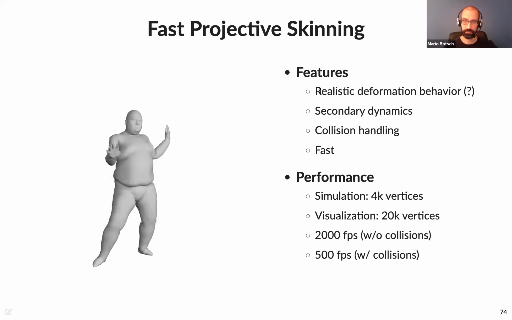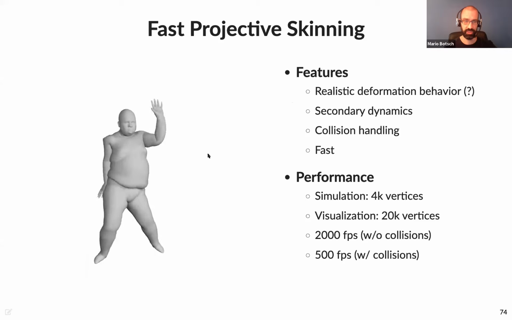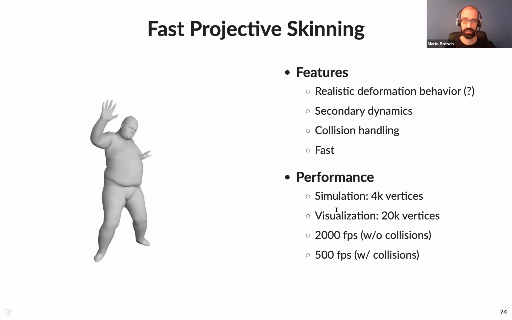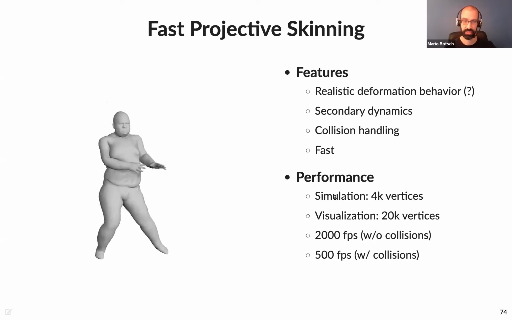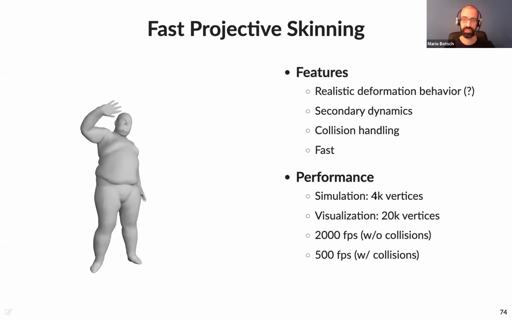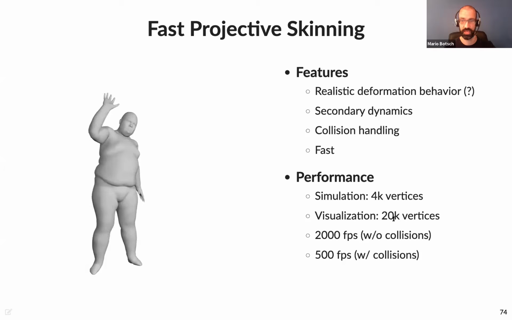So we get quite realistic behavior. We get this secondary dynamics, this jiggling, we get collisions. And for our characters, like you see on the left-hand side, that have about 20,000 vertices, we simulate at a downscaled version and then upsample using MLS. Even with collisions, we get like 500 frames per second. So this is fast enough for our purposes. The next step would be to include this into the virtual reality, virtual mirror environment.